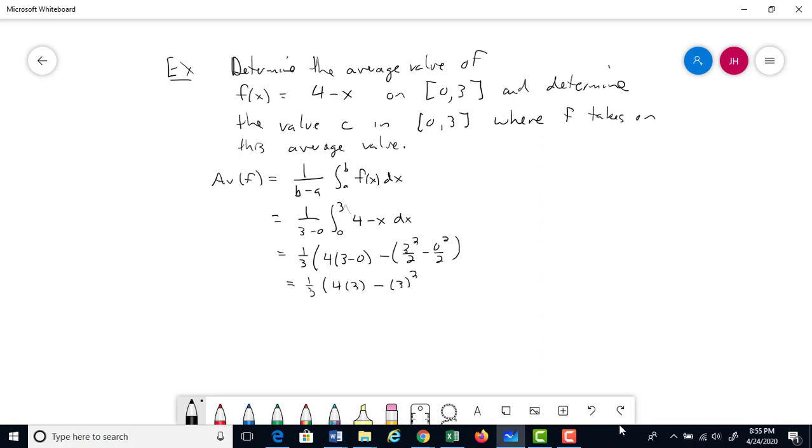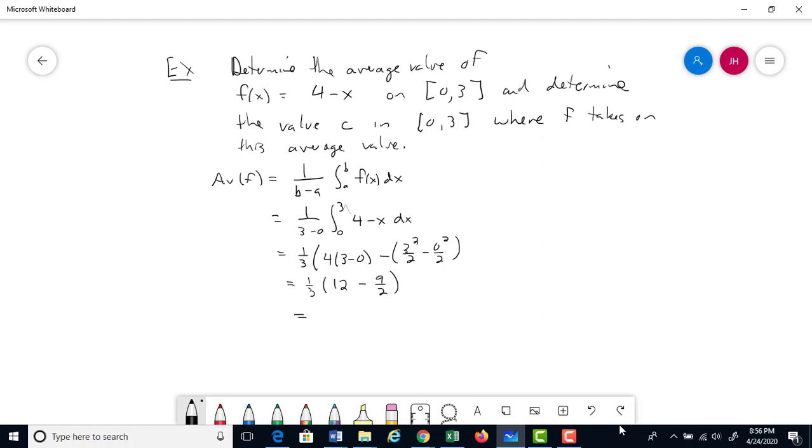I was going to cheat a little bit, but I'm not. I don't want to factor things out. Minus, let's do it this way. They all have a 3, and I was going to cancel a 3, but I don't want to confuse you guys. So minus 9 over 2. I think I'm going to do that for simplicity.